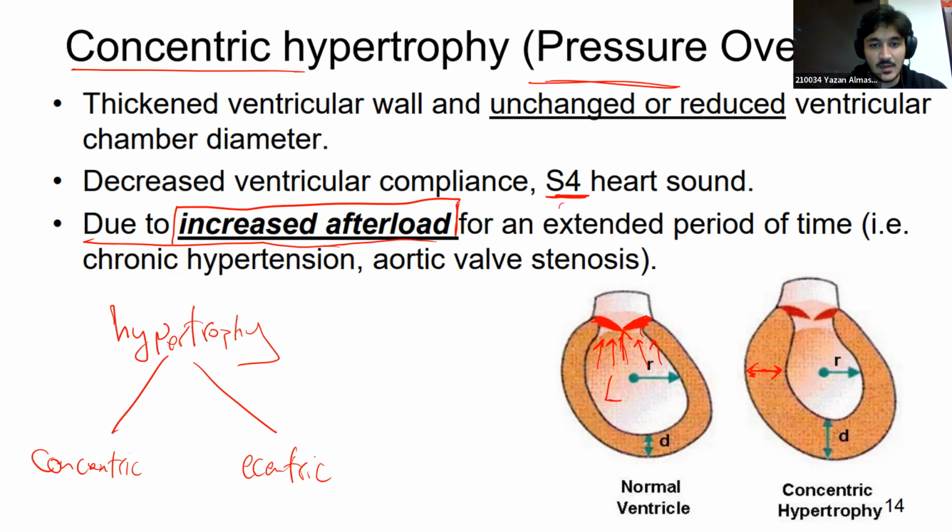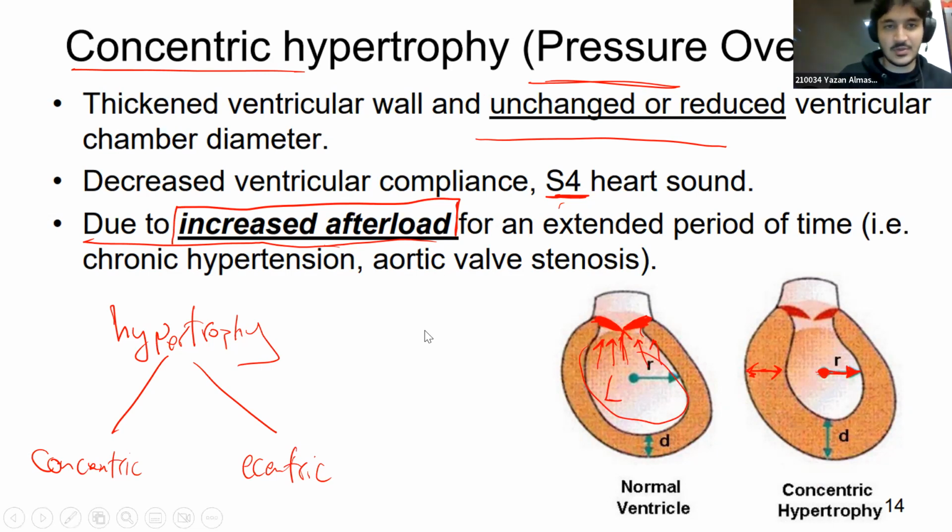So in concentric hypertrophy, it happens due to pressure overload, in other words, increased afterload. And the first statement is saying it's going to have unchanged or reduced chamber size. So this is the chamber size. Here it gets smaller. Why is that? Because the wall is getting thicker in a concentric way. You don't need to know why it's concentric or whatever. Just know that it's reducing the chamber size. So that's for concentric hypertrophy.